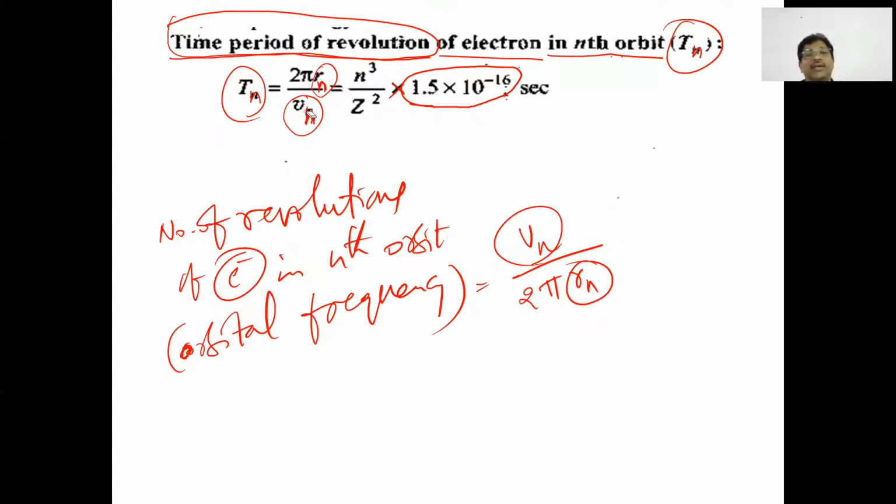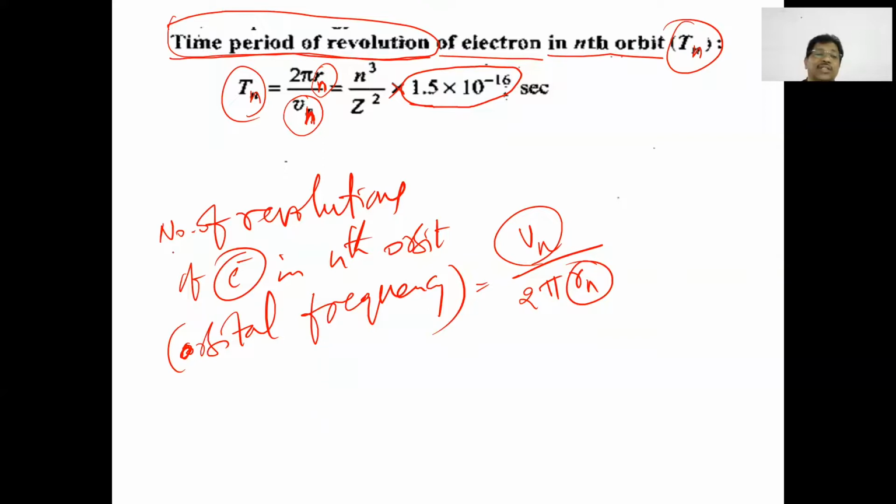So Tn equals 2πrn divided by vn, where vn is the velocity of the electron in the nth orbit and rn is the radius of the nth orbit. This way we can get the time period of revolution in any given orbit. Here n is the orbit number, the principal quantum number, and Z is the atomic number. So n³ by Z² into 1.5 × 10^-16 seconds.